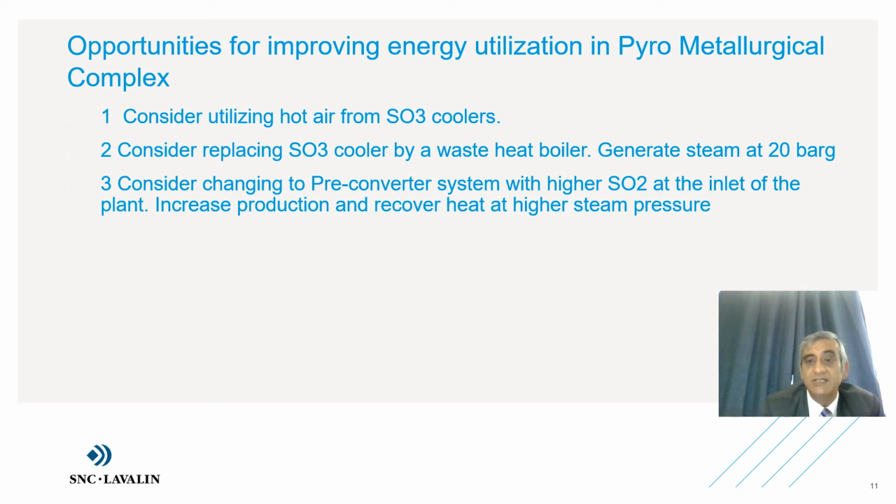You can generate steam at up to 20 bar gauge. Even better, consider changing to a pre-converter system with higher SO2 concentration at the inlet of the acid plant. This will increase the production of the acid and the copper and at the same time allow you to recover heat at higher steam pressure.